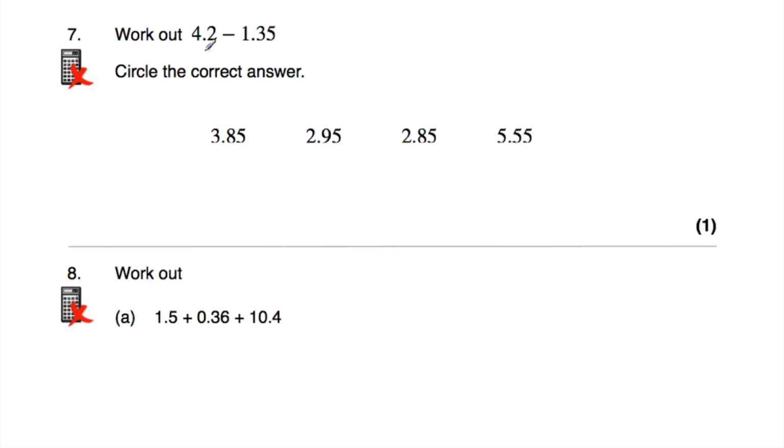So question number 7 says work out 4.2 subtract 1.35. So we've got 4.2 subtract 1.35. And let's put a placeholder there above the 5, and then a line beneath them. We've got our decimal points, so let's put 1 there and subtract.